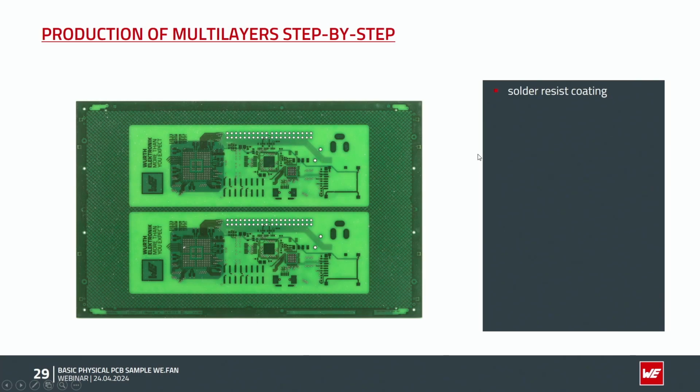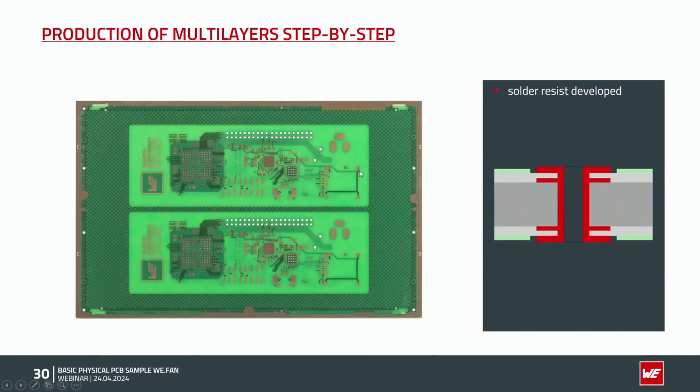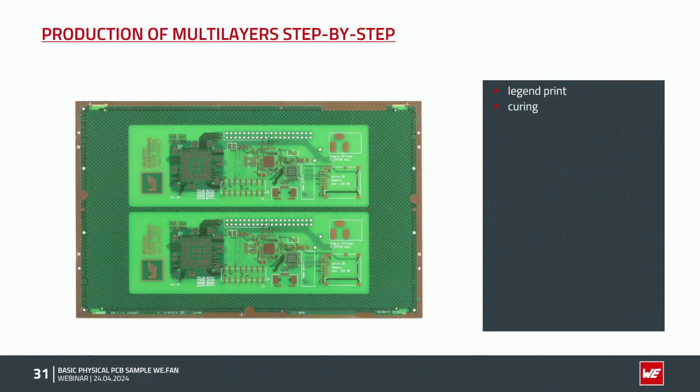After the cleaning process, we have a coating with solder resist, in this case a full coating of solder resist. Next step is the imaging and development of the solder resist. So now we can see copper again, and this copper is not capable of being soldered, of course, so it's oxidized copper, so it has to be cleaned.